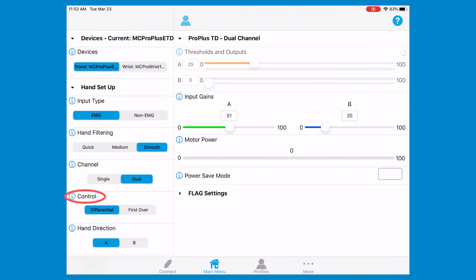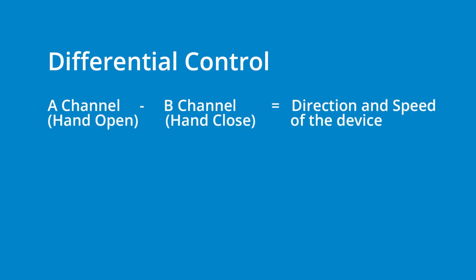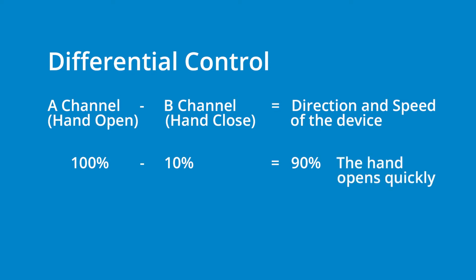Originally, motion control devices were all differential control. They would look at the difference between the two signals. Let's say A channel is wrist extensors, B channel is wrist flexors. The device looks at A channel minus the B channel. The equation is then A minus B equals the direction and speed of the device. When the patient fires wrist extensors, A channel is 100%, B channel is 10%. The result is 90. The hand opens quickly.